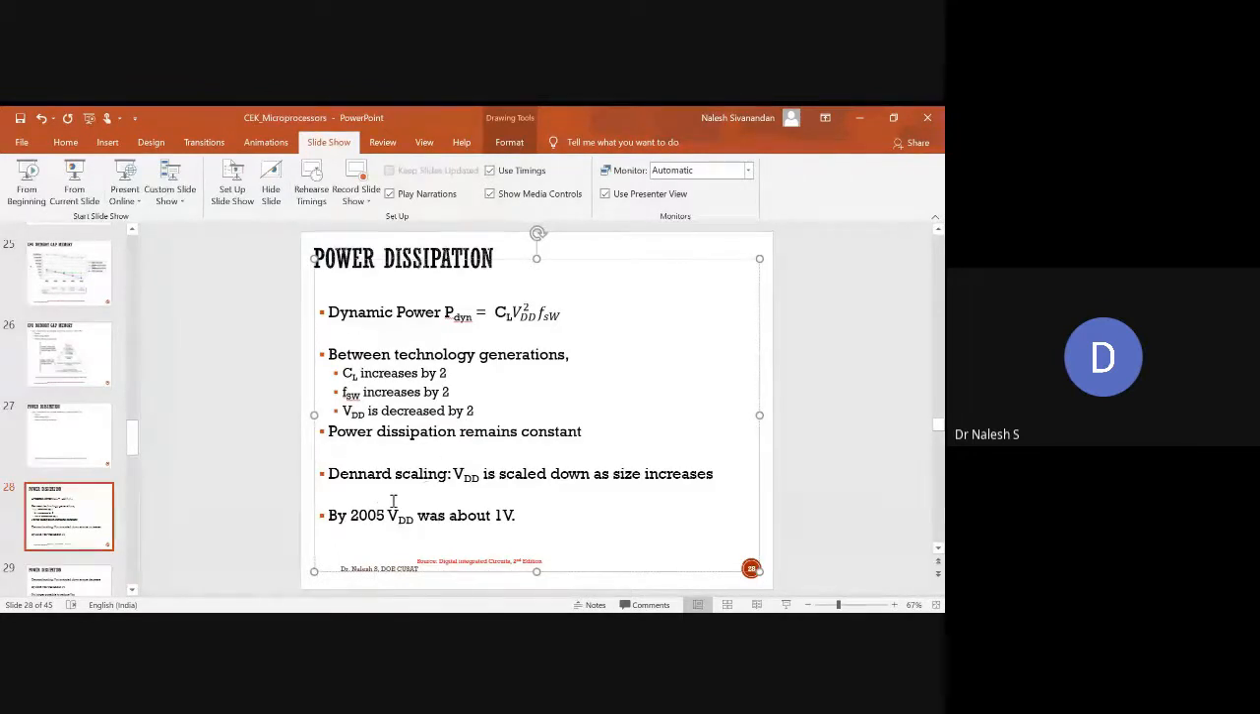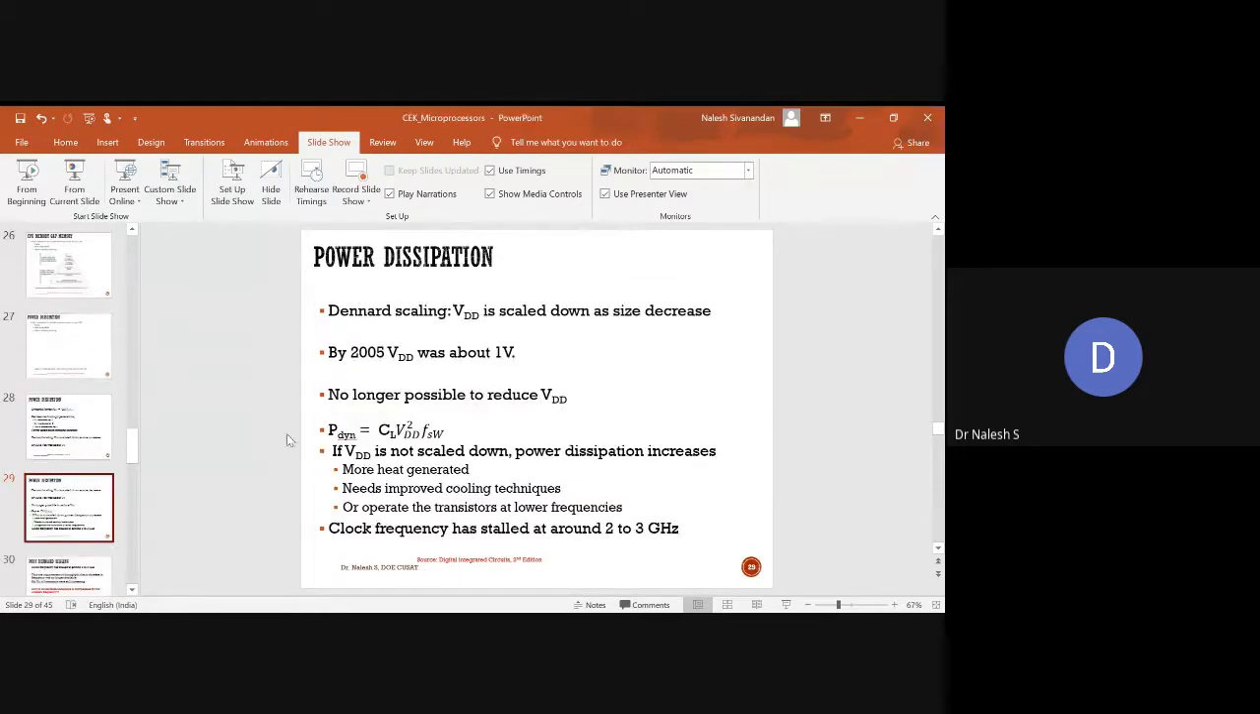But what happened is, by 2005, we reached a case where VDD was about 1 volt. VDD was 10 volt, 5 volt, 2.5, 1.8, 1.3, and finally we reached 1 volt. And you can't reduce VDD further because of various issues. So now you go to the next generation, you have 2 times transistors, 2 times frequency, but you can't reduce VDD. What happens? VDD you are not reducing, CL increased, FSW increased, power dissipation is going to increase.